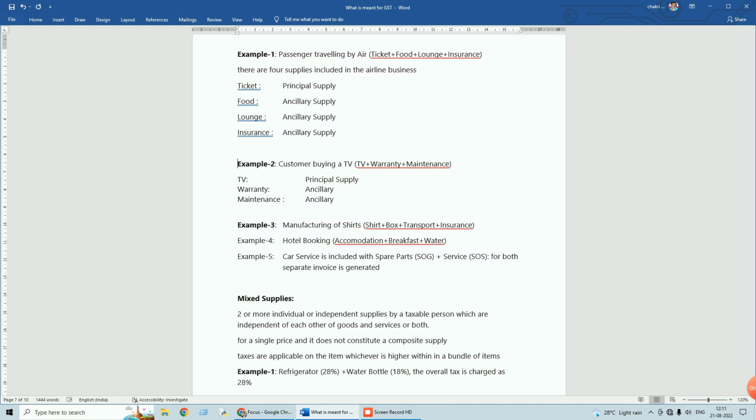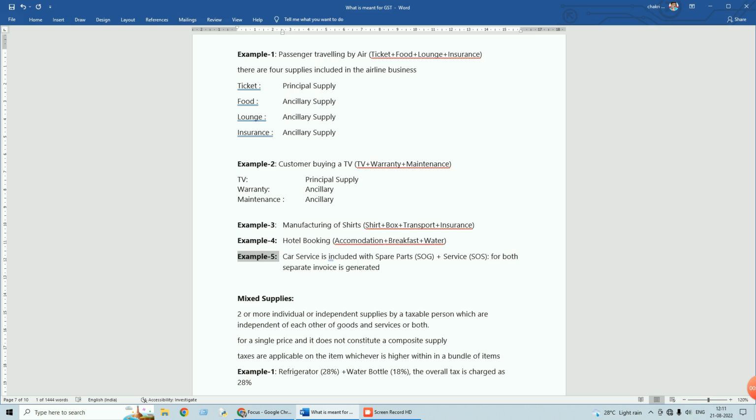One more example is booking accommodation in a hotel. When I book an accommodation, hotel people will offer me breakfast and a mineral water, one bottle free every day. Accommodation is the principal supply for me. They are eligible to charge only on the accommodation. For breakfast they cannot charge anything, and for the mineral water they cannot charge anything. So I am giving a few examples.